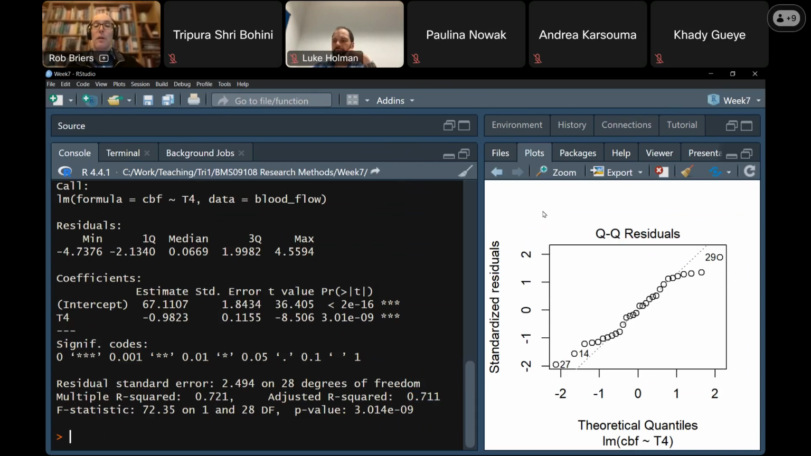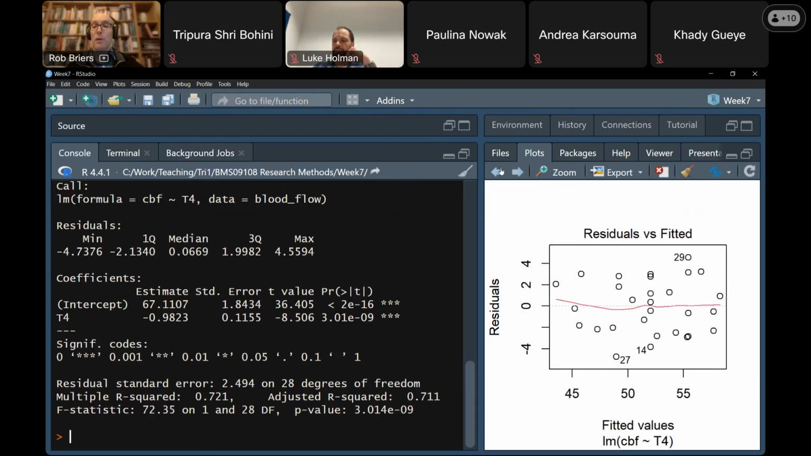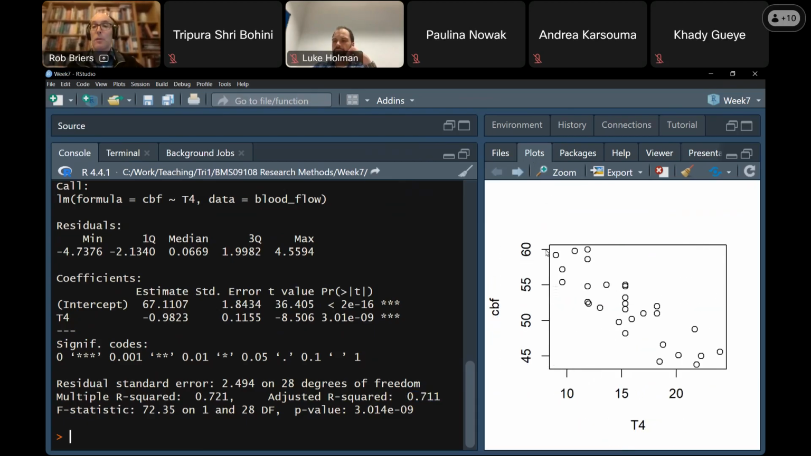It's not 100%. If it was 100%, then this plot, all of those points would be on exactly a straight line. So the fact there's some scatter around those points means that that relationship is not explaining everything. T4 doesn't explain everything because otherwise there would be no other variation in those points. But that's quite high. So that's a very strong relationship between T4 and our cerebral blood flow.